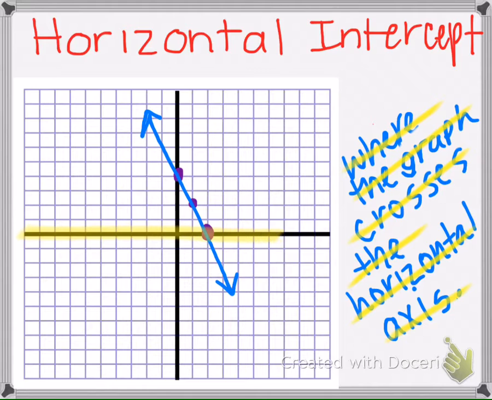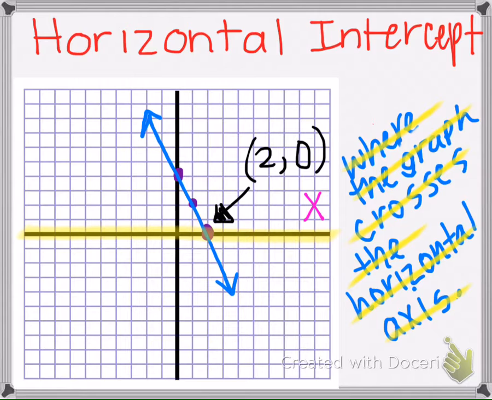So here's our horizontal axis. Normally we would call that the x-axis, but if we're not using x and y variables, horizontal intercept is a generic term instead of saying x-axis. So if we're given a line like this to find the horizontal intercept, we would just look right here. And that ordered pair is at (2, 0).